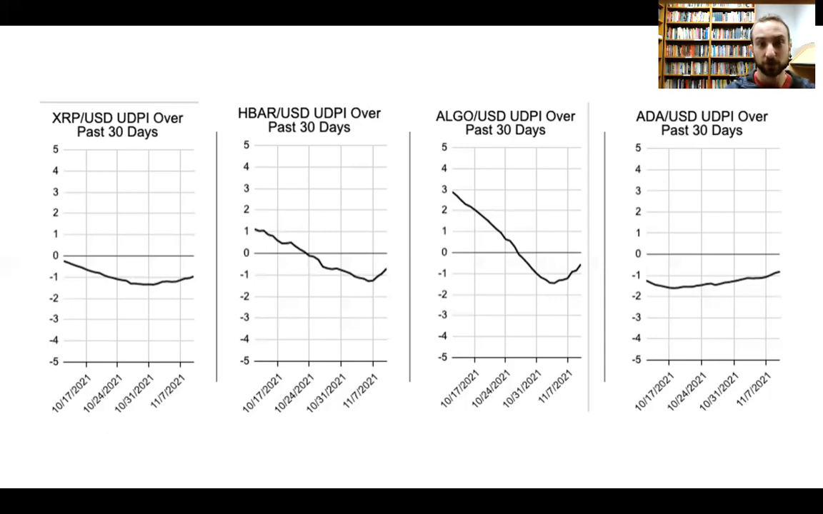So I would really encourage you to keep HBAR and ALGO, in addition to XRP and ADA, but particularly HBAR and ALGO based on these charts, on your radar. Don't be surprised if you see them playing some catch up to the market and performing well in the next period of time, days, weeks, that sort of thing.